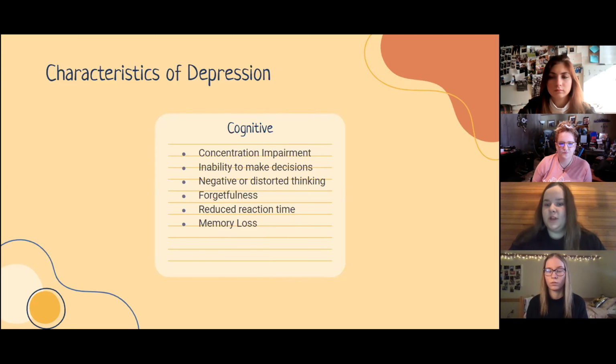And finally, memory loss, which kind of goes off of Destiny's forgetfulness. Depression has been linked to short-term memory loss, and it seems the more severe the depression and how long you've been battling with depression, the more memory loss problems you can have compared to just forgetfulness.